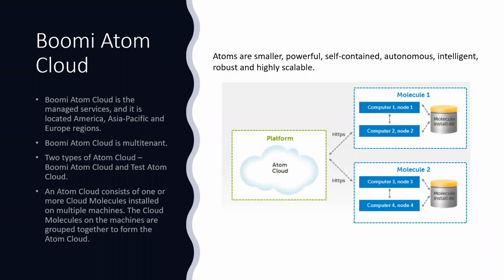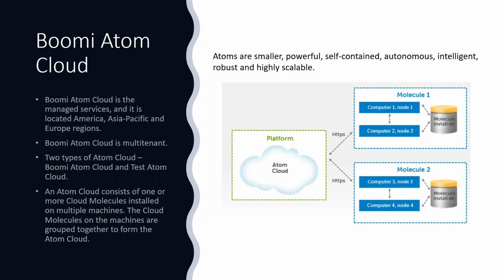The first is Boomi Atom Cloud. As I mentioned, it is the managed service, and it is located in multiple regions: North America, Asia Pacific, and Europe. In Asia Pacific, you can find the Boomi Atom Cloud in Singapore, and there are other locations also. In North America, you can find it in America and Canada, multiple locations. Whereas in Europe, you can find it in the UK and other locations. Boomi Atom Cloud is multi-tenant, as I mentioned, so the same Atom Cloud is shared by multiple tenants of Boomi.